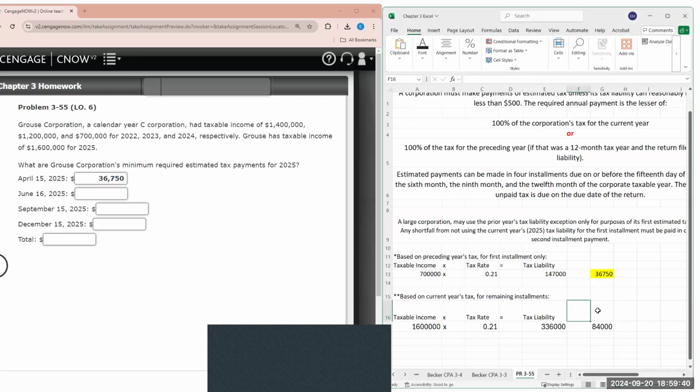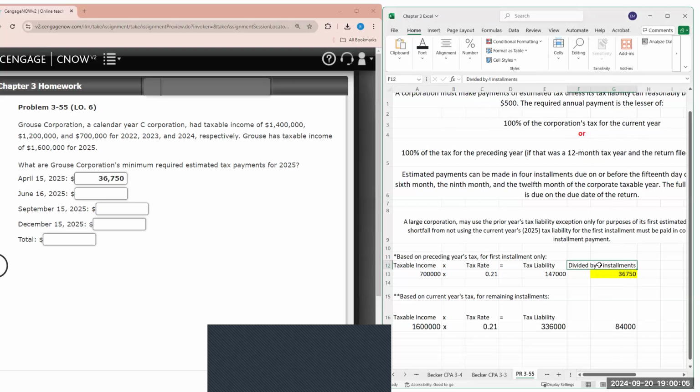So let me say divided by, the thing is you can't input a divided sign. So divided by 4 installments. Just so you understand how we calculated this amount. So again, we divided by 4 installments. And that is how we calculate this amount.